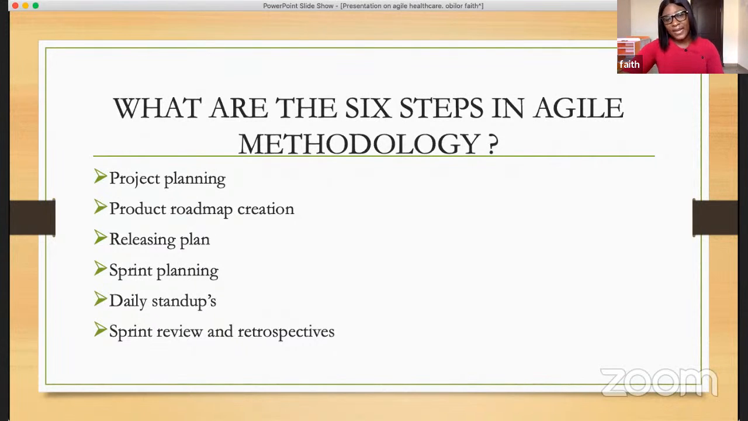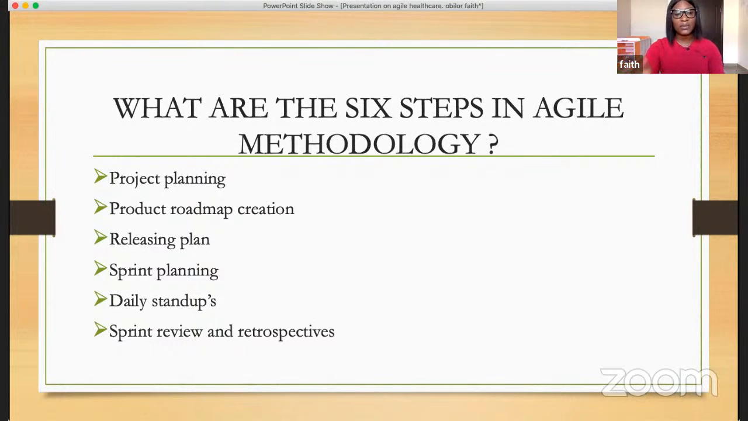Then we have releasing the plan, then sprint planning. Sprint planning basically has to do with the time frame you're going to stay in a particular procedure, just like vital signs. For vital signs, we make use of at least 2 minutes. We use 30 minutes to check the pulse, 30 minutes to check the respiratory rate, and the rest to check the temperature. So we always have a time frame in everything we need to do, so that it can actually help us to execute the plan.